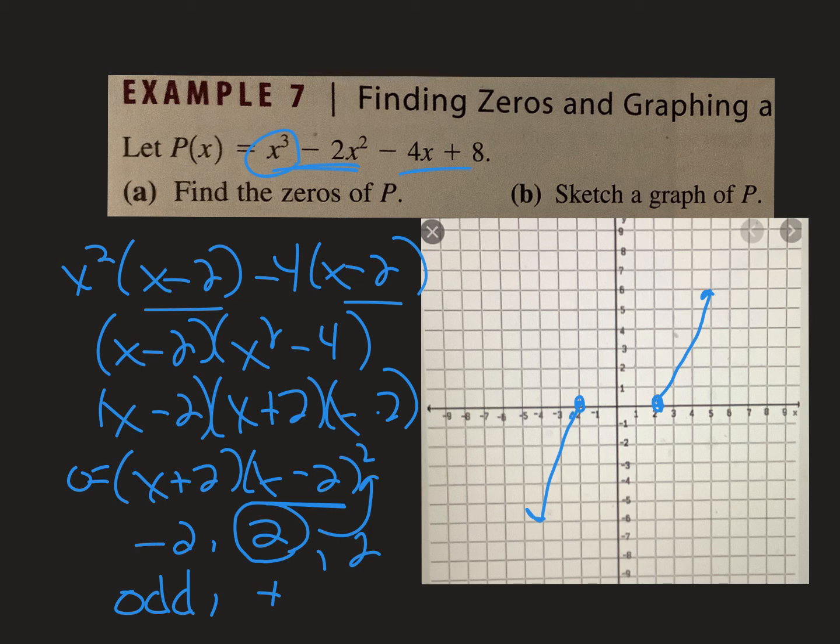So the graph's going to look like this. It's going to pass through the negative 2, but when it gets to the 2, it's going to bounce. It's going to hit the x-axis and bounce back up, not actually pass through there. So when you have an even multiplicity or an even exponent on a zero or on a factor, that's what's going to happen with the graph. Instead of passing through the x-axis at that point, it's going to bounce at that point.